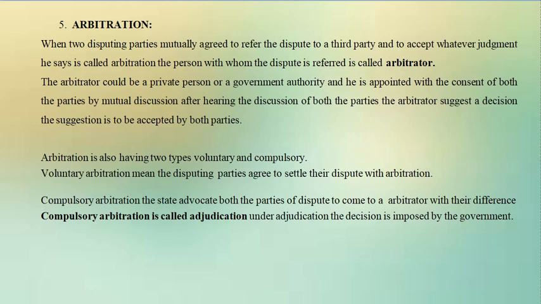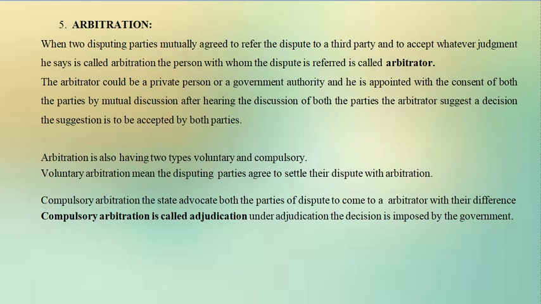Going on from mediation to arbitration. When the two disputing parties mutually agree to refer the dispute to a third party and to accept whatever judgment he gives, then it's arbitration. And the person who is doing this is called an arbitrator. The arbitrator could be a private person or a government authority, and he is appointed with the consent of both the parties. So they come to a mutual conclusion to refer the problem to an arbitrator, and they agree upon whatever decision he gives.